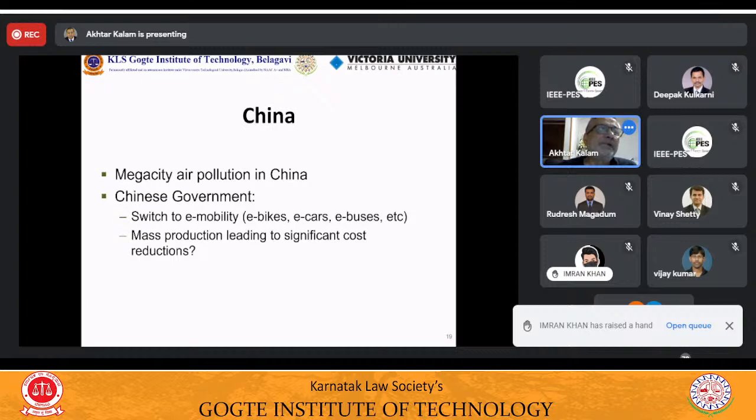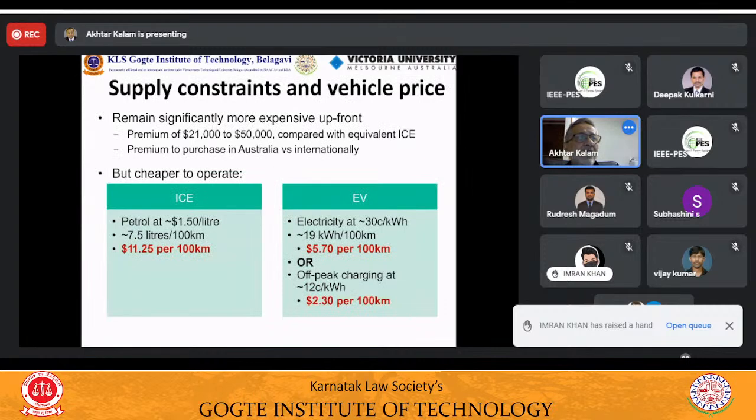Now, the example of China. One of the reasons China went to electric vehicles is to resolve the air pollution issue. And I'll be talking about that also later on in my presentation. But one thing the Chinese government has done is switch to e-mobility. So they believe very much in e-bikes, e-cars, e-buses, etc., and they are looking at mass production. I read the other day in Sydney that China is going to market its first electric vehicle, and the price is less than $20,000. So they are going to be a significant factor in Australia with those types of models that they are planning to float in Australia.